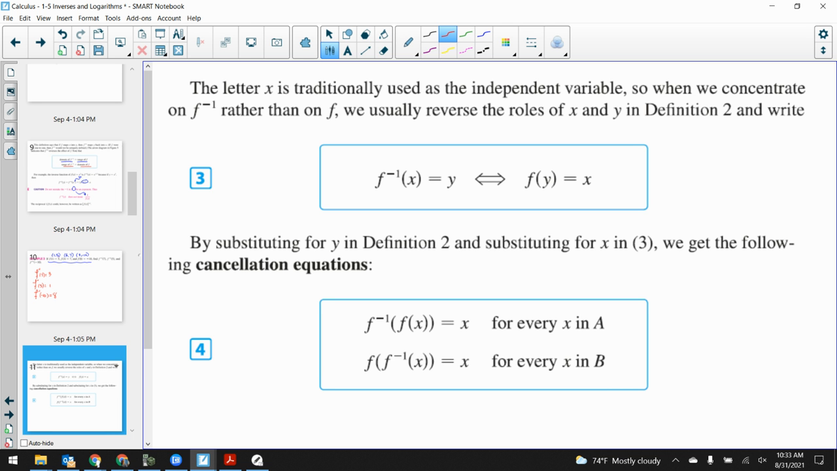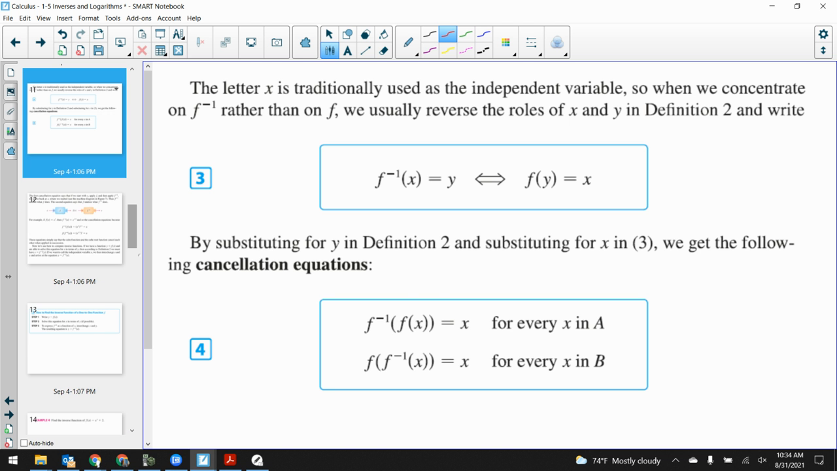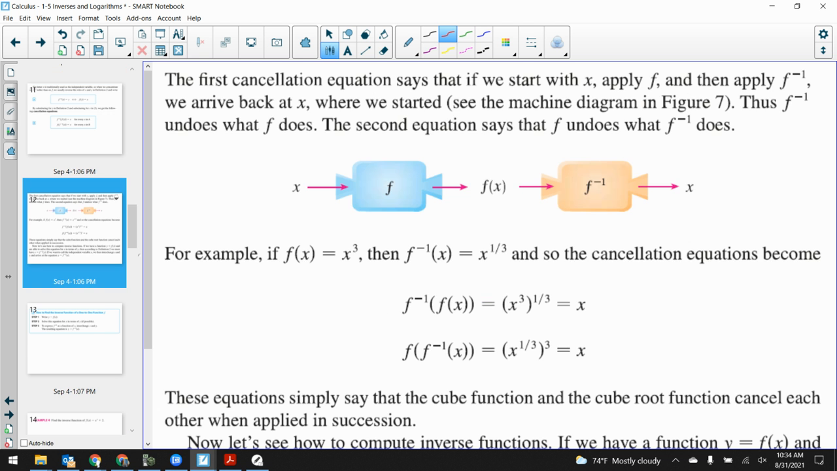Also, what that means is that if I talk about composition, if I put one inside the other, they're going to cancel themselves out. We saw that with x to the third to the 1/3. If I take x to the third and plug it in, that's going to cancel itself out. Every x value I have in the domain, if I run it through f and then run it through f inverse, it's going to get me back out what I started with. Those are called cancellation equations, basically saying that everything else will cancel out.